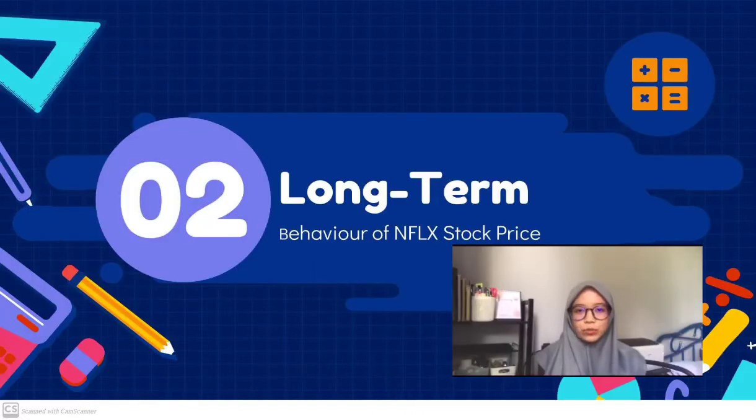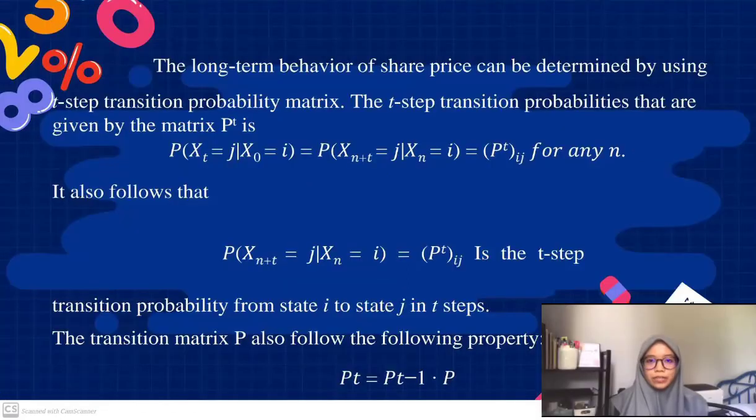Next, for task 2, we need to find the long-term behavior of the NFLX share price. The long-term behavior can be determined by using the t-step transition probability matrix, which is the probability of the chain being in state j at time t given that it is in state i at time 0. It is equal to the probability it is in state j at time t plus n given that it is in state i at time n, denoted as P power of t ij for any n. P power of t ij is called the t-step probability of a transition from state i to state j.